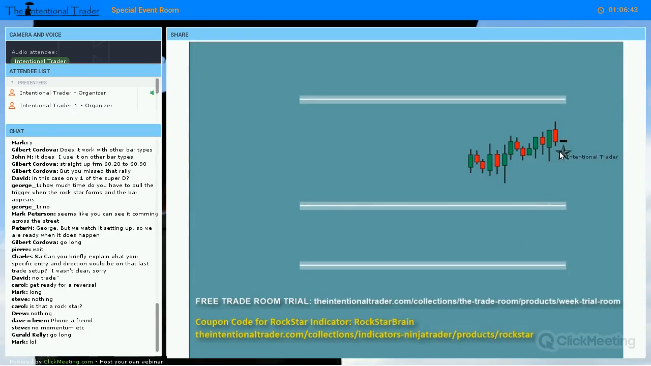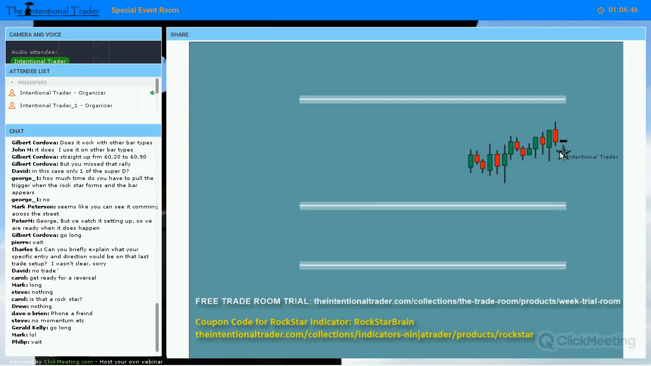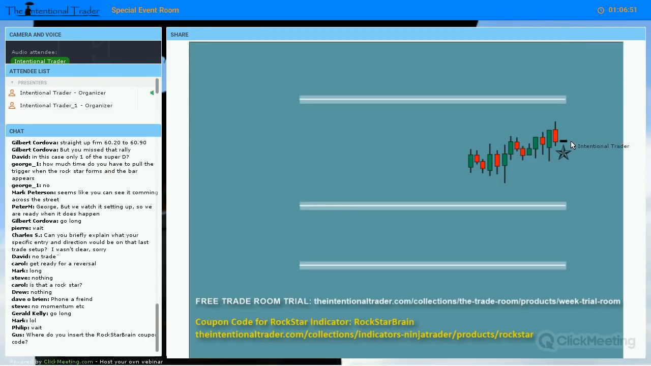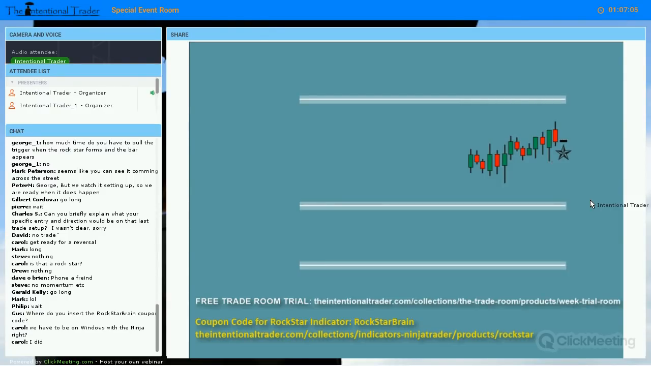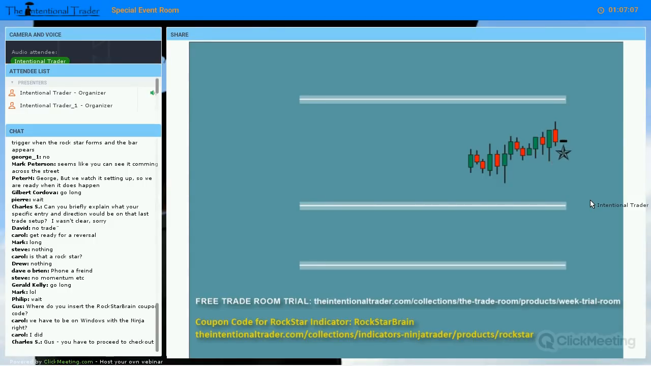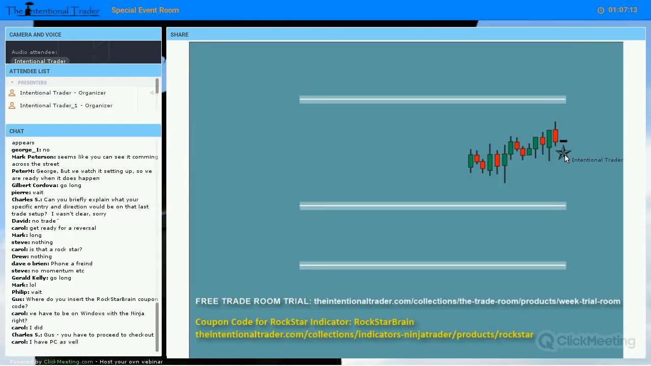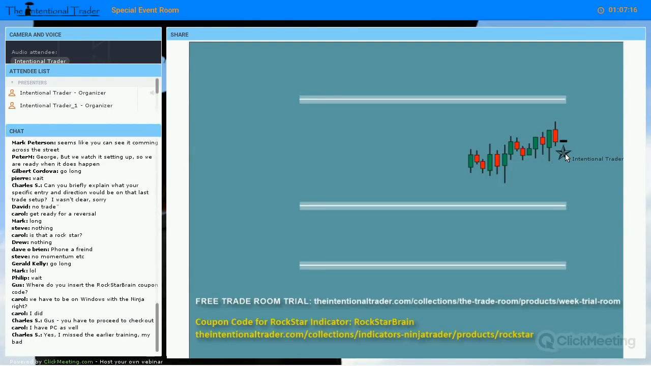So we're getting a lot of conflicting answers, and I'm going to suggest that those of you that are saying go long here missed the first part of this presentation, of this training. It'll work on a Mac if you run it in what, Parallels? Yeah, Gus, you have to do the checkout, and right before the checkout, that's where the coupon code goes.